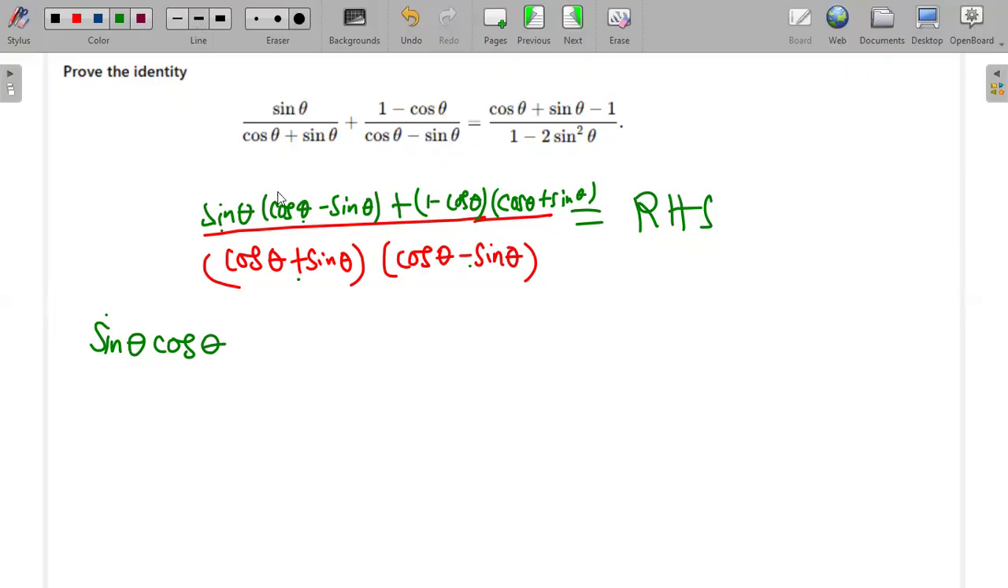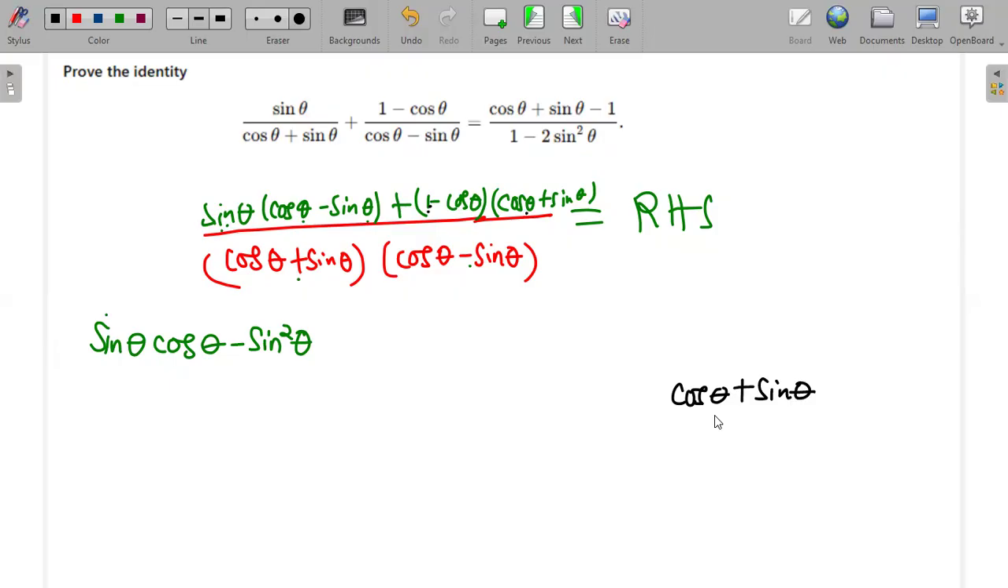Okay, so this multiplied by this, I get minus sine squared x, sine squared theta. Okay, so I've expanded this. I can now go on and expand this guy here. So this will be 1 multiplied by cos theta, I get cos theta. 1 multiplied by sine theta, I get plus sine theta.